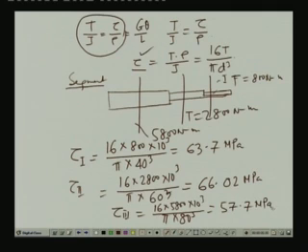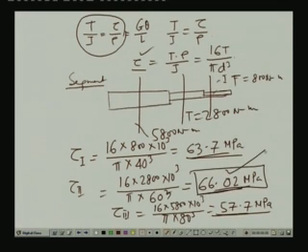Now, out of these three, as you can see, at three different segments we have three twisting moments, and correspondingly we have three stresses. The maximum stress occurs in the second segment, which is 66.02 MPa. So, out of these three, this gives us the maximum value. This is the maximum value of the shearing stress. This is tau max.